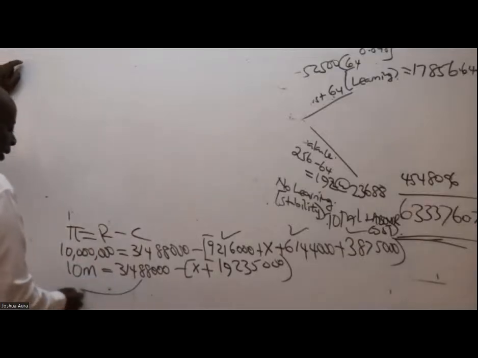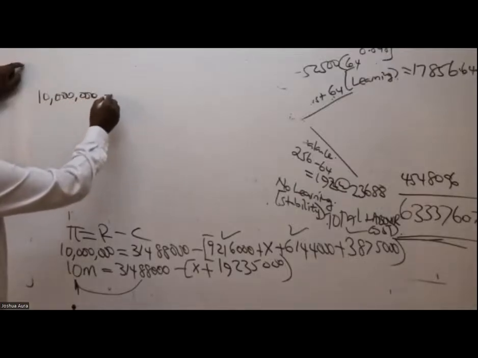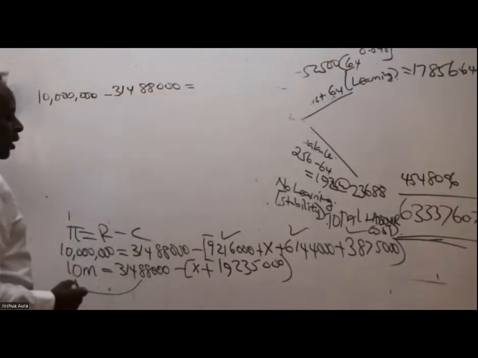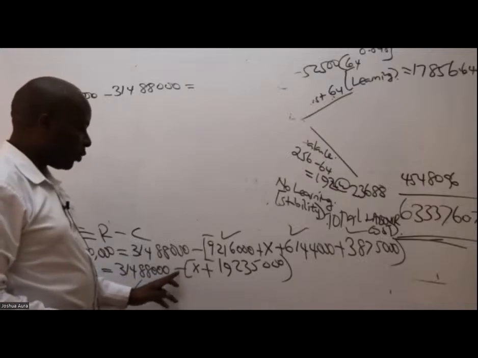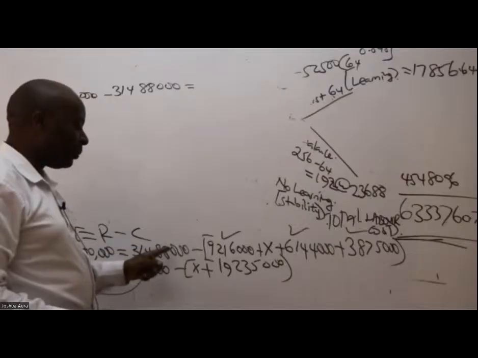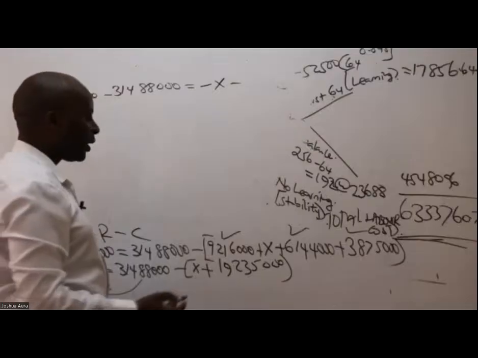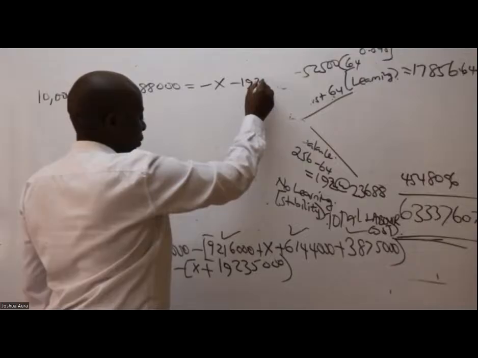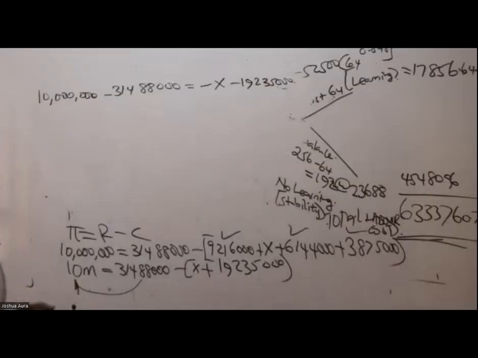So I can even decide to bring this to the other side. So it will be 10 million minus 314,88,000 equals, when I come this side and open brackets, of course bracket minus, when the minus is outside, the minus is the troublesome one. If it is outside it must affect. So it remains minus X, and it will be minus 19,235,000, like that. Now, I can take a shortcut.